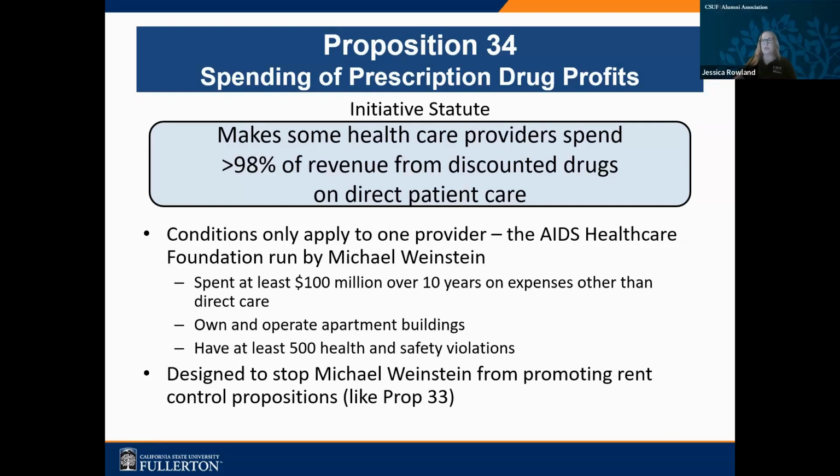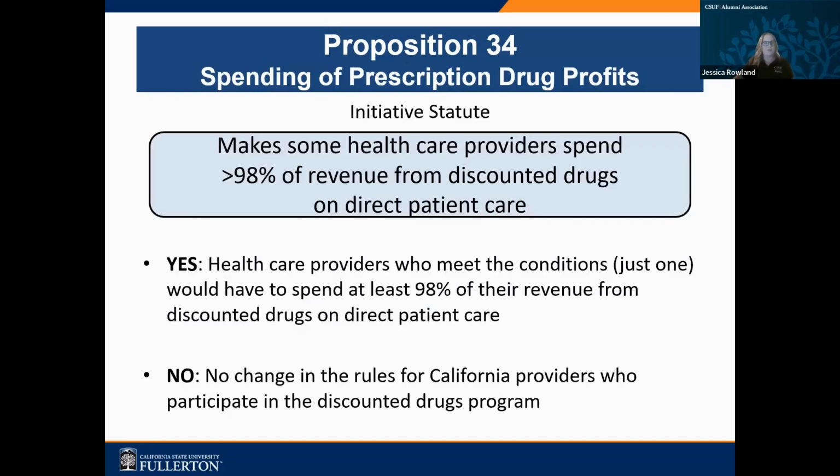Some guests just wanted to confirm what a yes or no vote would mean. Sure. A yes vote: healthcare providers who meet the conditions laid out in this initiative, just one, because they're very specific, and so it only applies to one. Any profits, their revenue that they get from this discounted drug program, they would have to spend on patient care. They can't keep spending it on getting initiatives on the ballot for rent control. So they're really trying to stop him. If you vote no, there's no change, and the AIDS Healthcare Foundation can continue to operate as they do.